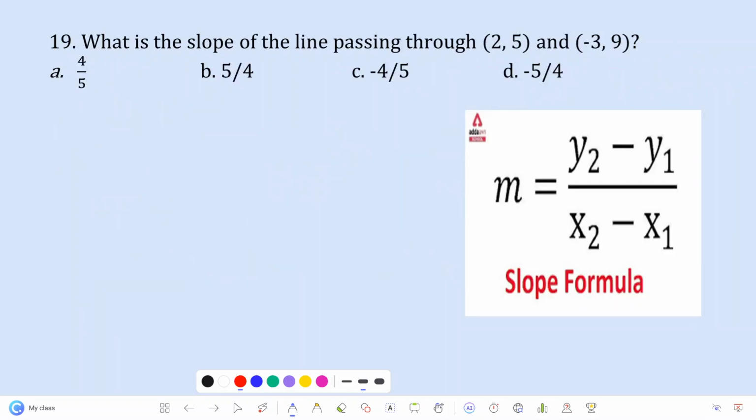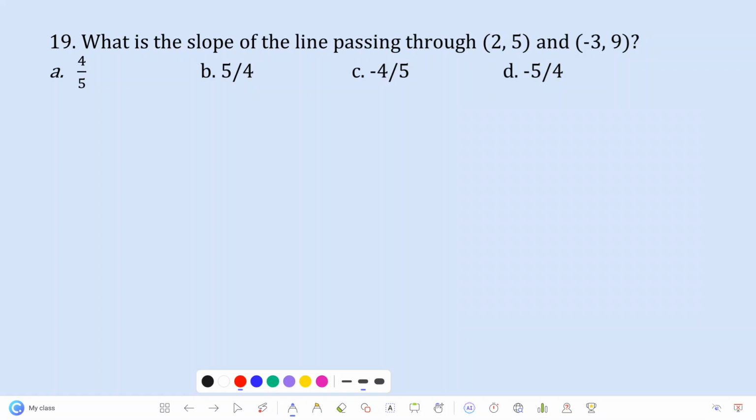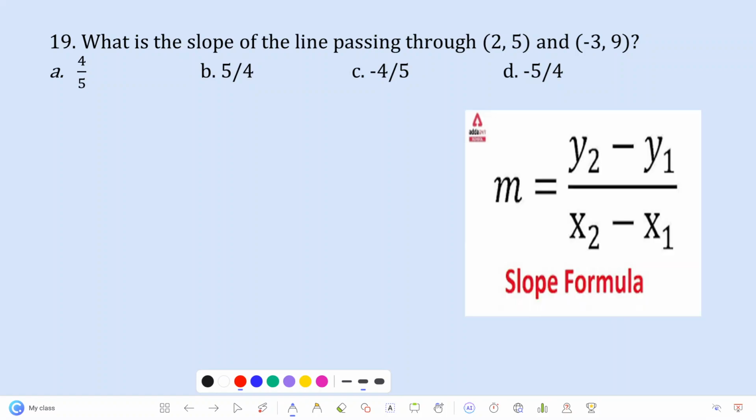Item number 19. What is the slope of the line passing through (2, 5) and (-3, 9)? Is it A, 4/5, B, 5/4, C, negative 4/5, or letter D, negative 5/4? Okay. So, ito yung solve na slope formula or ito yung point slope form.